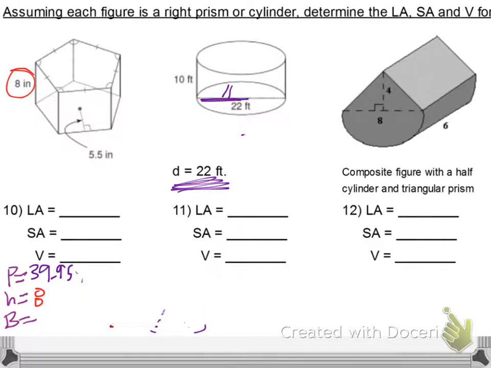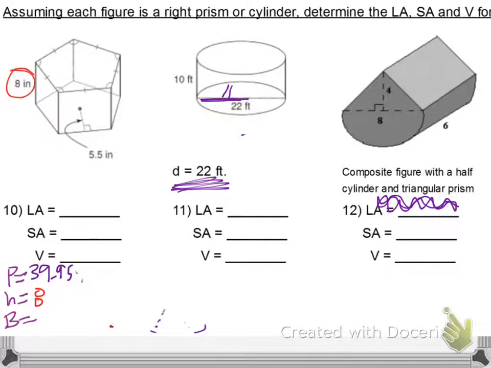We have this composite figure here. What I am going to do on this one, let's not worry about the lateral area, and let's talk through the surface area. Here we've got these two different figures. I am going to work this on the next slide, and I'll keep flipping back and forth to make sure you know what numbers I am using, but I want a fresh slide for this.